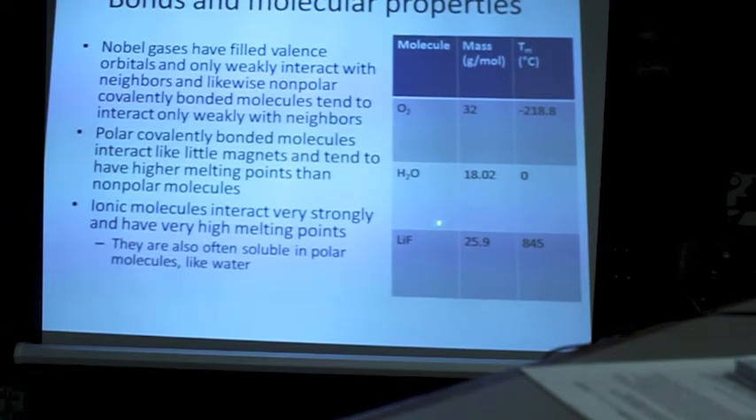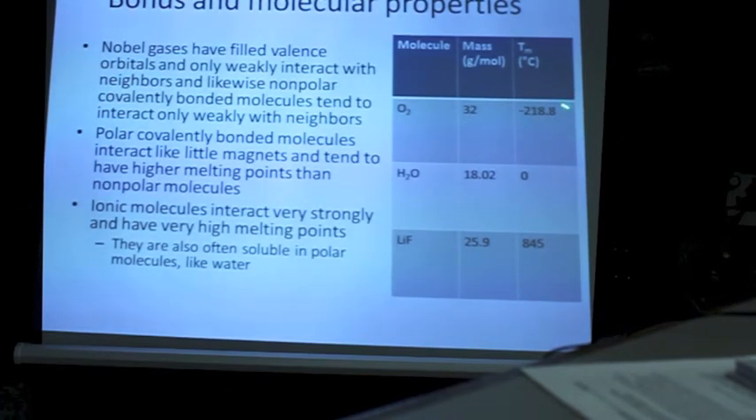And so going down this chart, we have three examples of it. We have O2, where electrons are shared evenly, a covalent bond. We have water, where electrons are shared unevenly, and it's a polar covalent bond. And we have lithium fluoride, which is an ionic bond, which is very polar. You can see the masses are relatively the same here, so the sizes of things aren't changing that much. But the melting point changes dramatically.